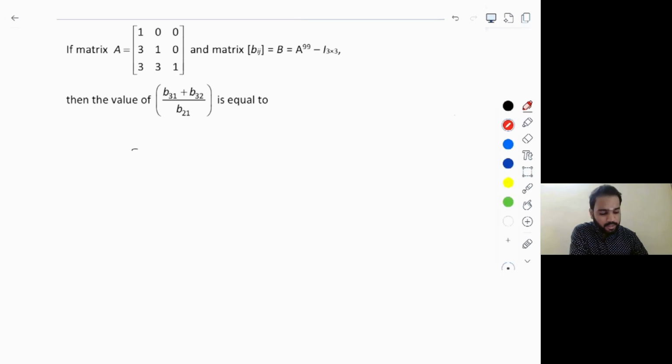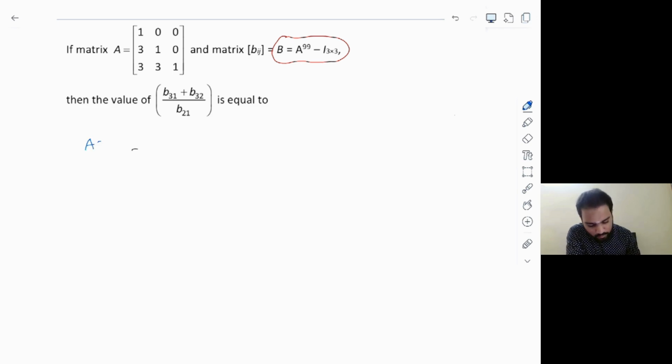This is a question on matrices, and this is a question where students will generally waste their time trying to find the pattern for A to the power of 99. As you can see, it involves B equal to A power 99 minus the identity matrix, right? So don't try to find the pattern for this kind of question. We have another simple method using binomial expansion. That's the trick here, so try to follow it carefully.